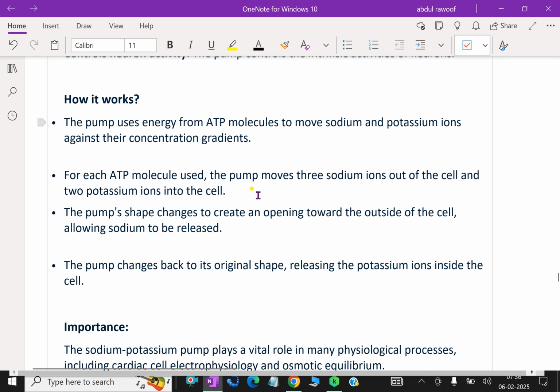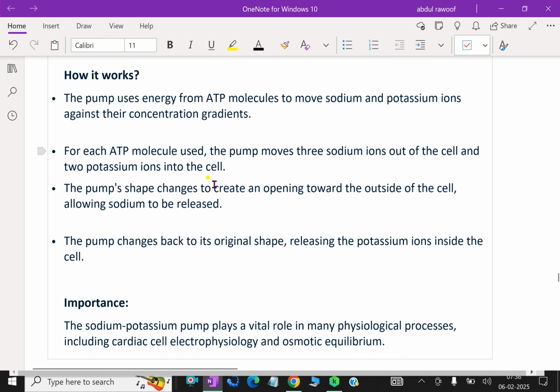How it works: the pump uses energy from ATP molecules to move sodium and potassium ions against their concentration gradients. For each ATP molecule used, the pump moves 3 sodium ions out of the cell and 2 potassium ions into the cell. The pump's shape changes to create an opening towards the outside of the cell, allowing sodium to be released. The pump changes back to its original shape, releasing the potassium ions inside the cell.